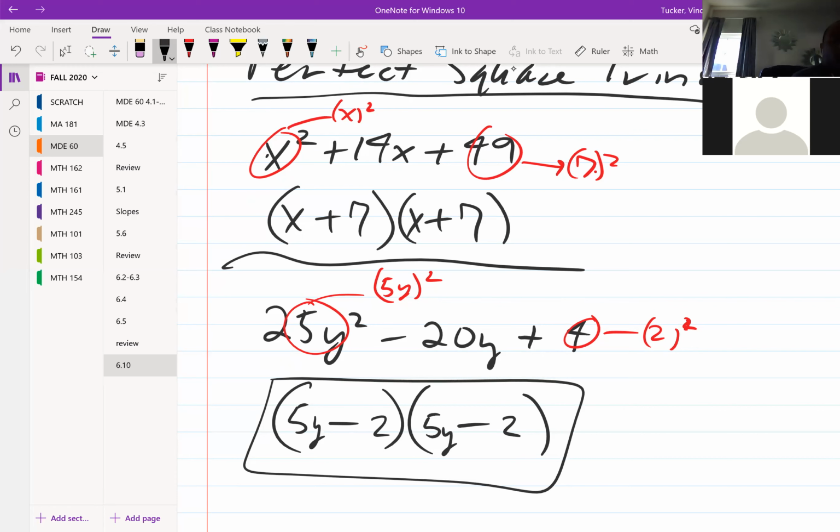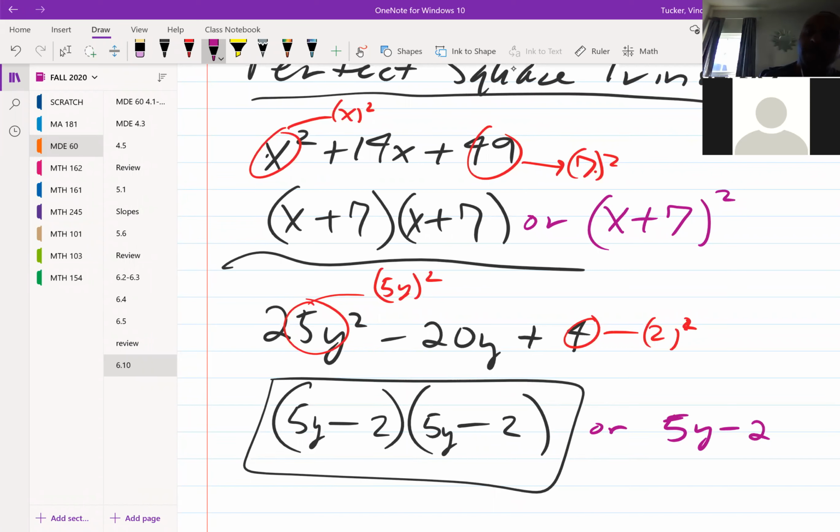I didn't write this. Another way of writing this is x plus 7 squared. Or you can write this as 5y minus 2 squared. Either one of those is fine.